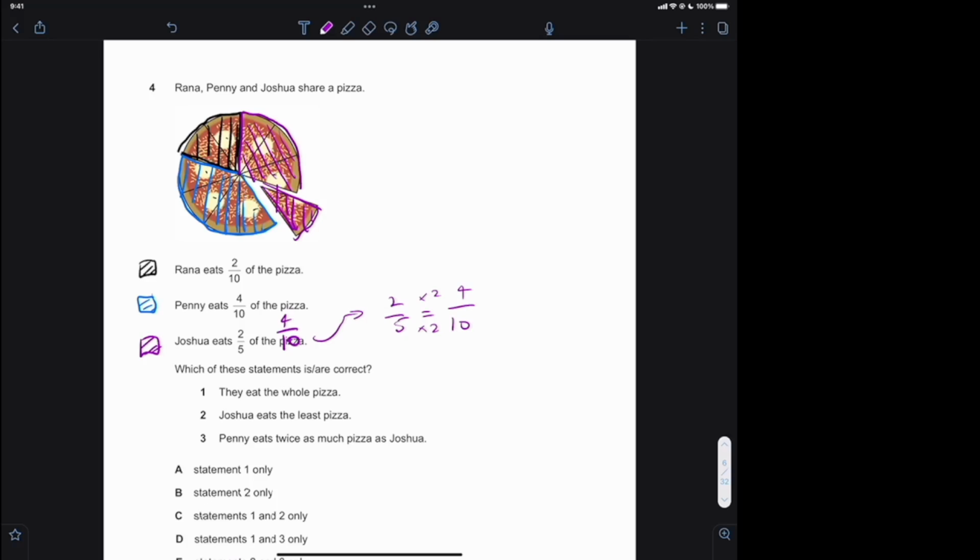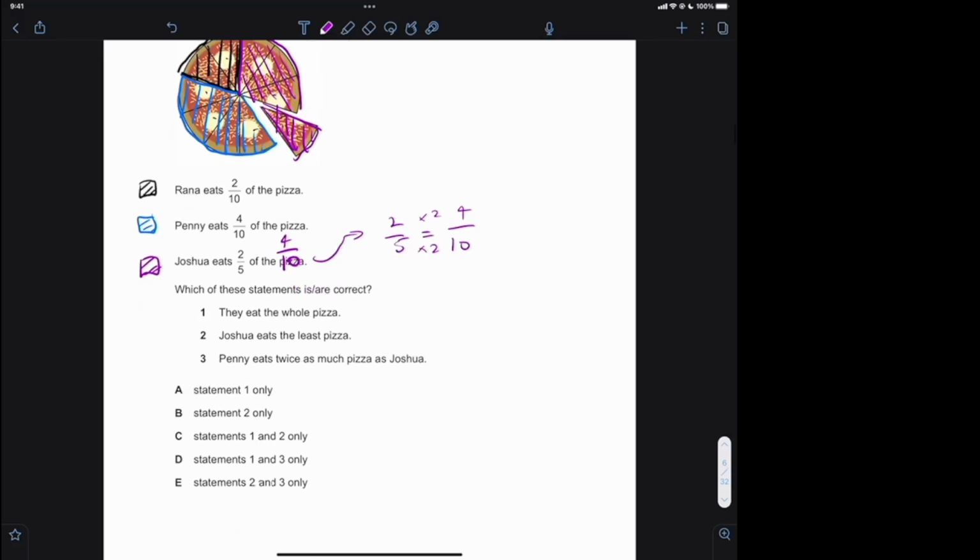Which of these statements is or are correct? They eat the whole pizza. That is correct. Joshua eats the least pizza. That is not correct because he ate the most, or the equal most, being 4 slices. And Penny eats twice as much pizza as Joshua. No, this is not true either. So the only correct statement would be statement 1, that they ate the whole pizza together because they ate a total of 10 slices, and there are 10 slices in the pizza. So that question there is option A. Alright, moving on.